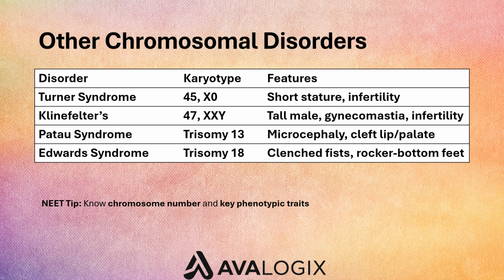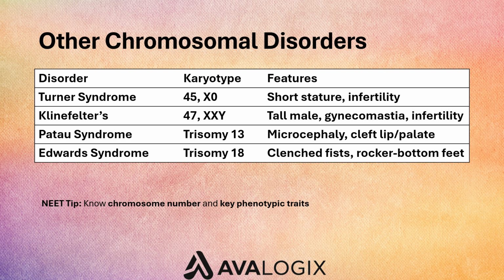These individuals are genetically female, but they present with short stature, delayed puberty, and infertility because of streak ovaries. You might see features like a webbed neck, a broad chest, and even congenital heart defects like coarctation of the aorta. NEET tip. Turner is X0, female phenotype, and often shows primary amenorrhea.